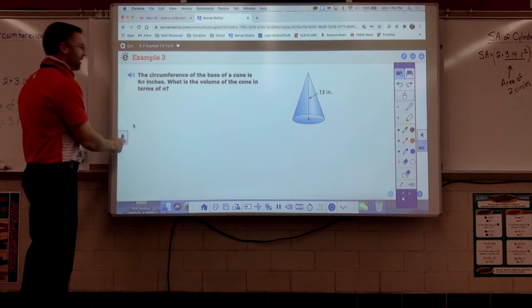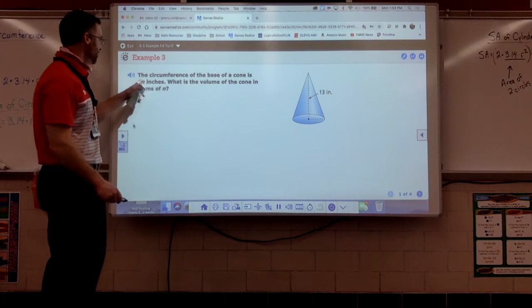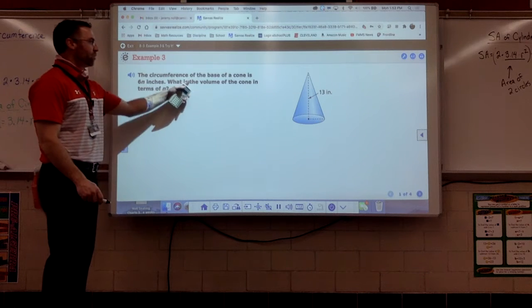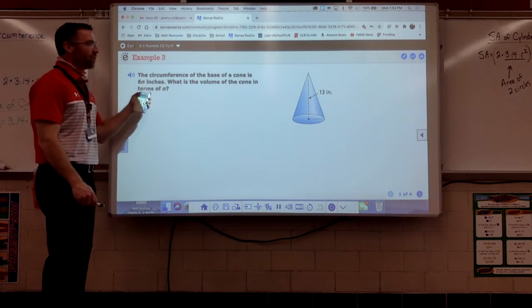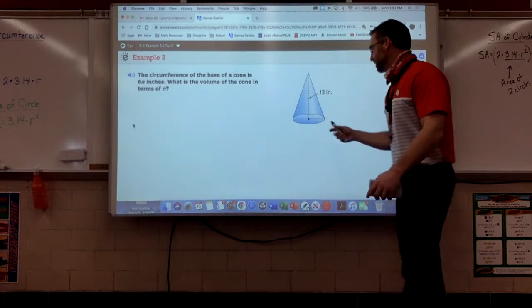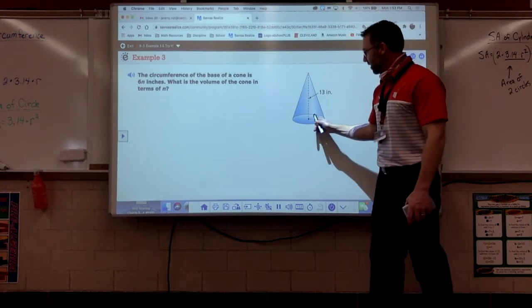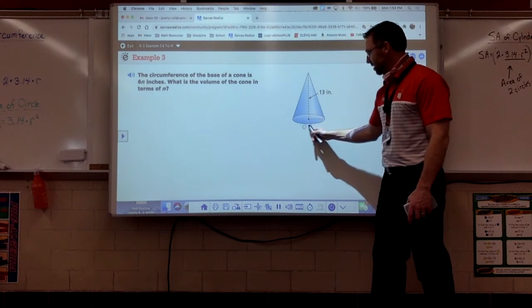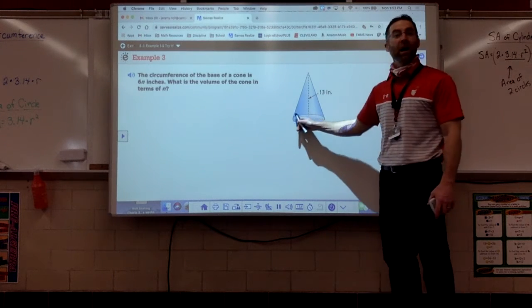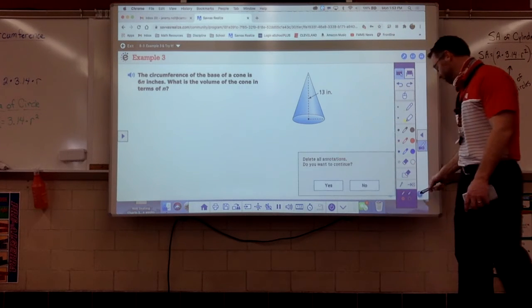All right. Now they're giving us the circumference of the base of the cone is 6 pi inches. What is the volume of the cone in terms of pi? Oh, this looks like fun. So they give us the height. They give us this circumference as 6 times pi. I wonder what we can use that for.